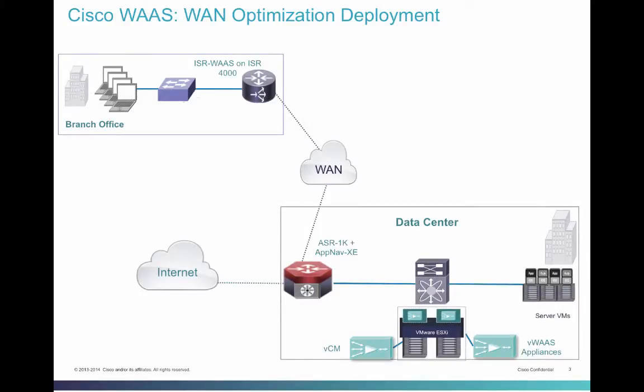So here's the simple diagram. We have an ISR 4331 at the branch office that will run ISR-WAAS. We have a WAN link over to an ASR 1000 and a virtualized data center running ESXi. This is where we'll deploy our virtual central manager and the virtual WAAS appliances. The virtual WAAS appliance deployment will not be part of this demo. We'll just concentrate on the virtual central manager deployment, initial configuration, as well as enabling the branch device for WAAS plus Akamai Connect. Now let's get into the demo.